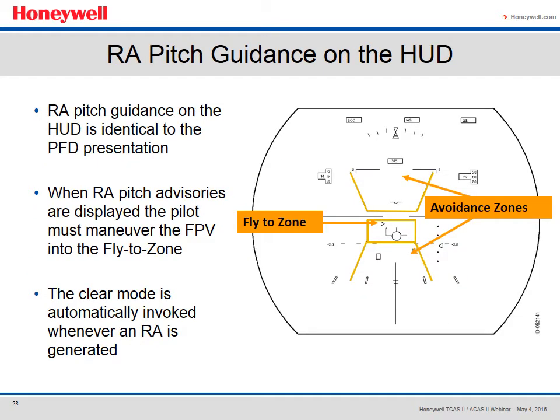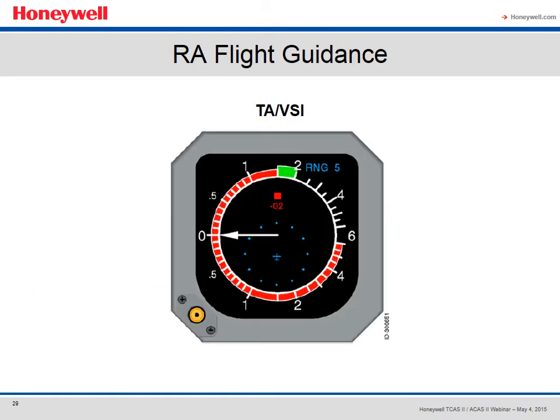If the RA is presented on a HUD, the display is identical to the primary flight display. The pilot will need to maneuver the flight path vector symbol into the fly to zone for collision avoidance. If you happen to have a TAVSI, it looks like this. The light band works the same as on a conventional vertical speed indicator. However, as you can see, the traffic symbols are also displayed directly on the face of the instrument as well.